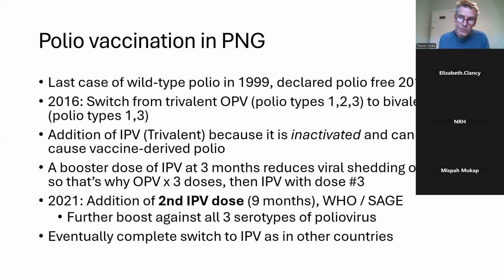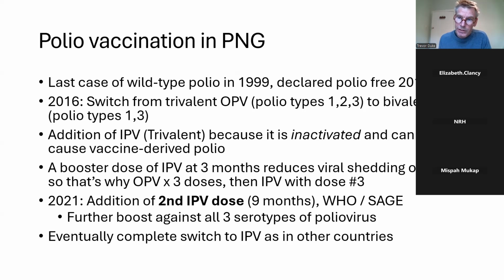Then in 2016, there was a switch from the trivalent oral polio vaccine, I've mentioned this before, because PNG was wild type polio free, to bivalent. So from 1, 2, and 3 to just 1 and 3. As well as that, there was the addition of IPV, the trivalent inactivated polio vaccine that cannot cause vaccine-derived polio. To start with, we gave a booster dose of IPV at 3 months.